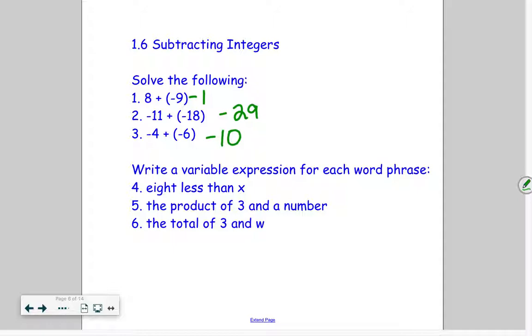Write a variable expression for each word phrase. 8 less than x should look like what? X minus 8. 8 less than x. We're taking 8 of them away.